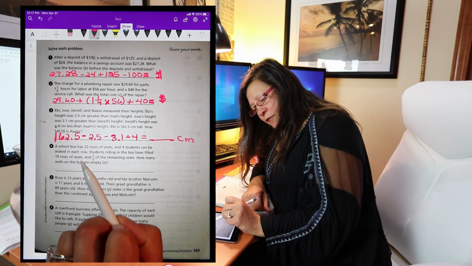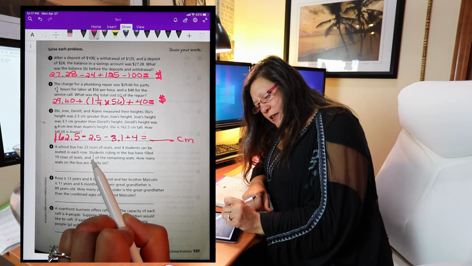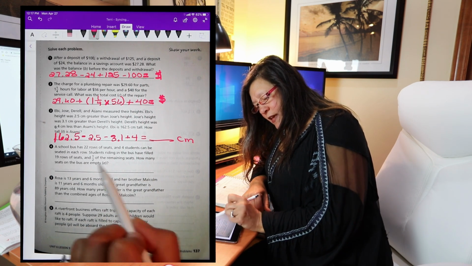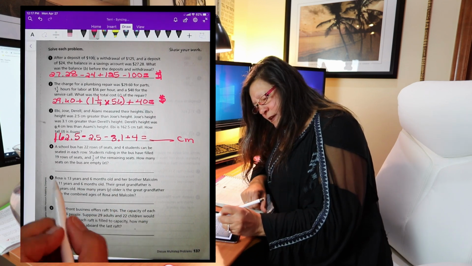Okay. Number 4, a school bus has 22 rows of seats. 4 students can be seated in each row. Students riding in the bus have filled 19 rows of seats. 1/2 of the remaining seats. How many seats on the bus are empty?